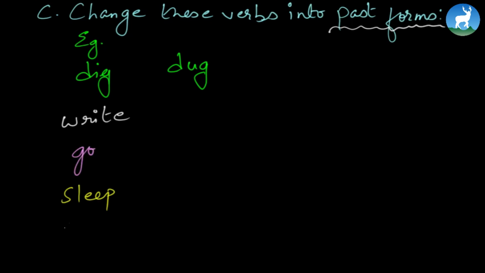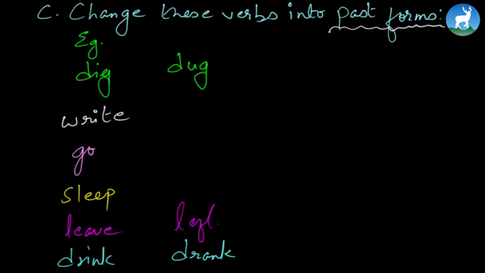What is the past tense of leave? And what do you think is the past tense of drink? The past tense of drink would be drank. Drink, drank. Leave would be left, right? And I'm sure you can very well do sleep and go. Take the help of the dictionary if you have to, but of course I know you can do it. What do you think is the past form of write? What is the past form of go? And what is the past form of sleep? You will get the answer right.